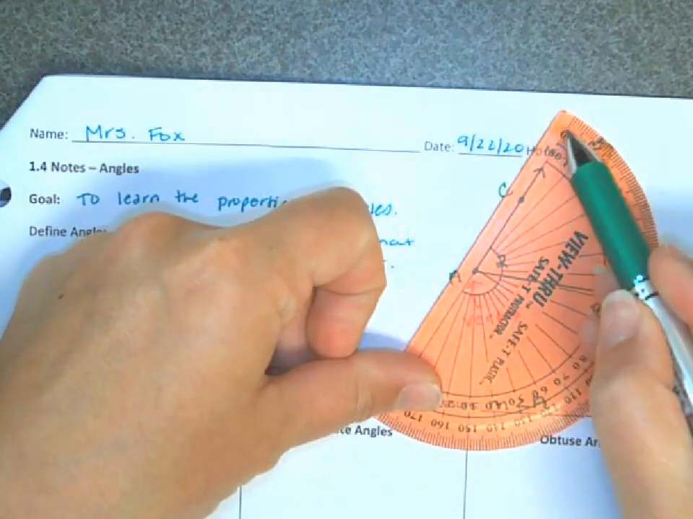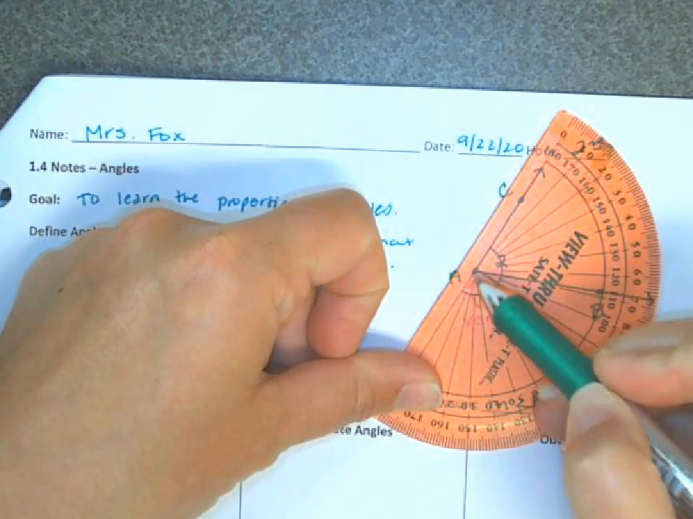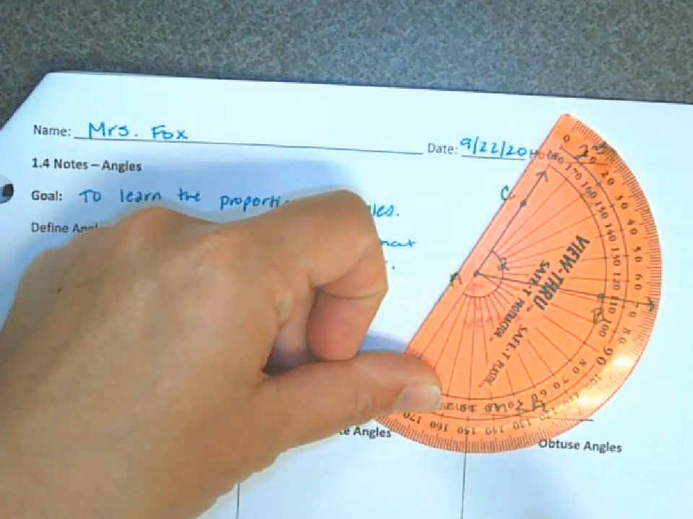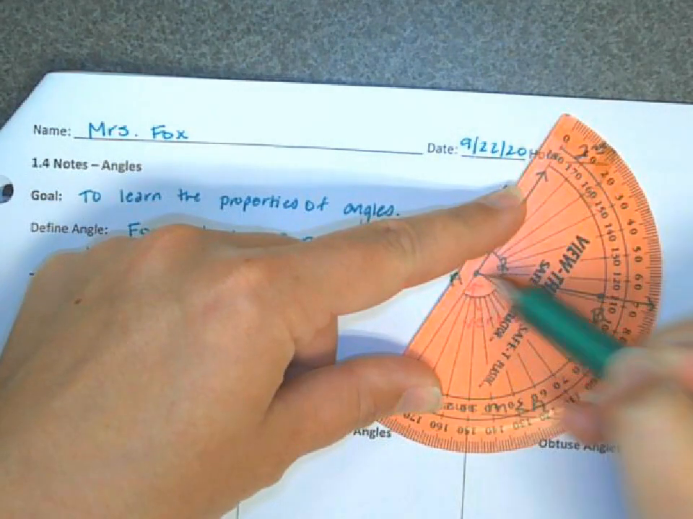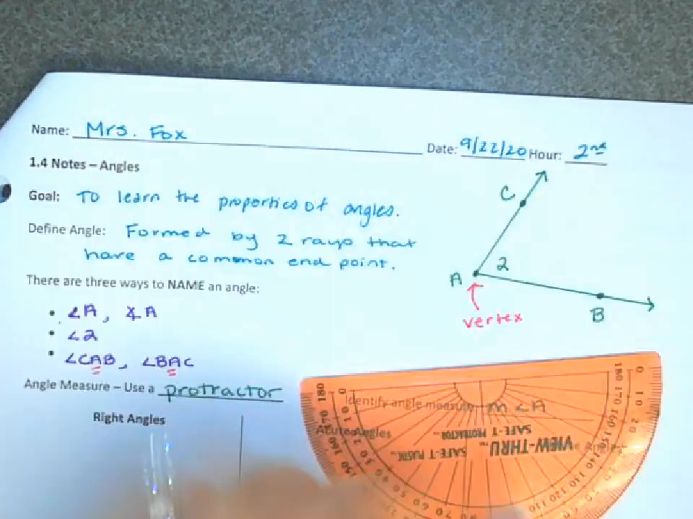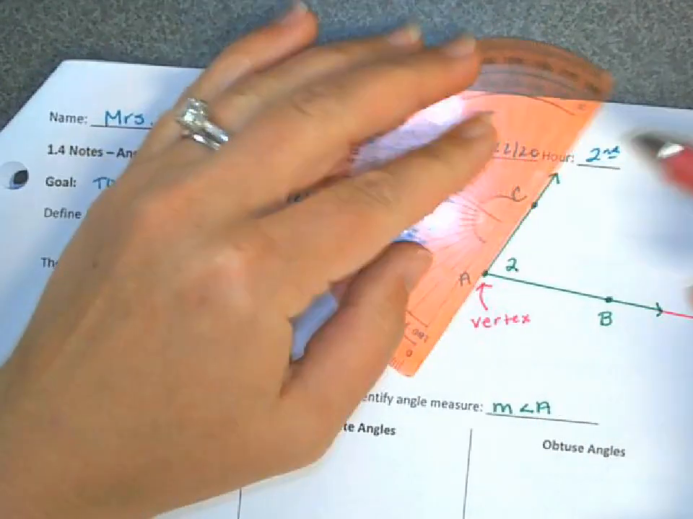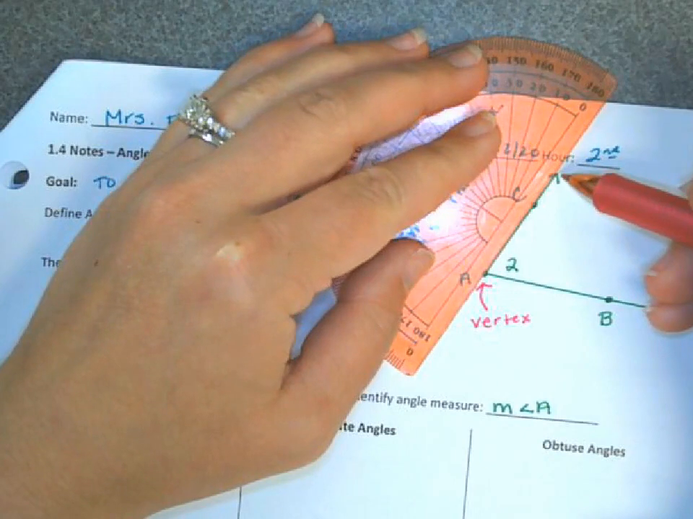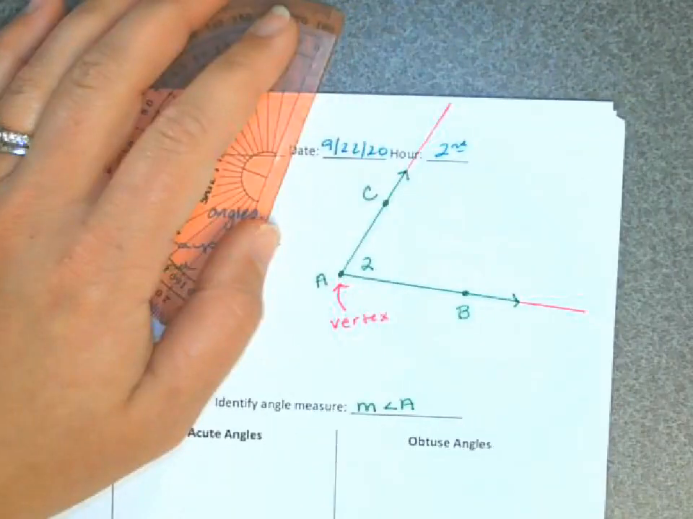Now that I have this 0 line right on top of that ray, and that point right on top of my vertex, I can see where the second ray is hitting. Sometimes if they are not long enough, you may have to use your straight edge to extend the rays on your angle so you can see where they actually hit on your protractor.